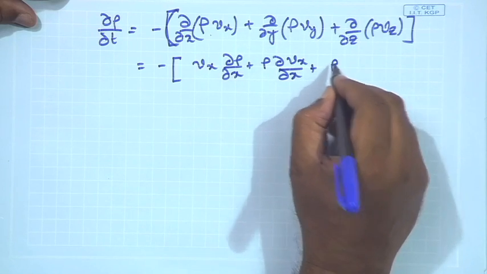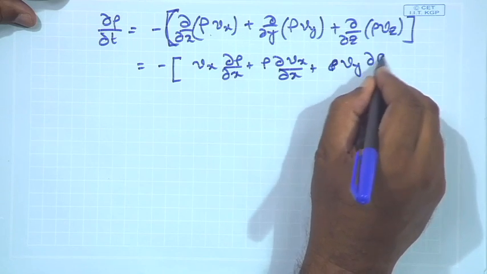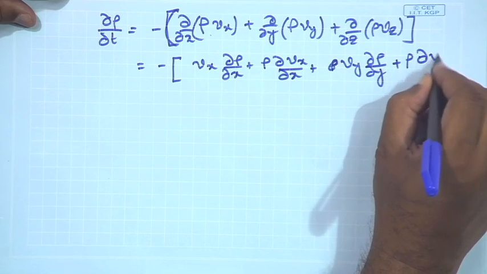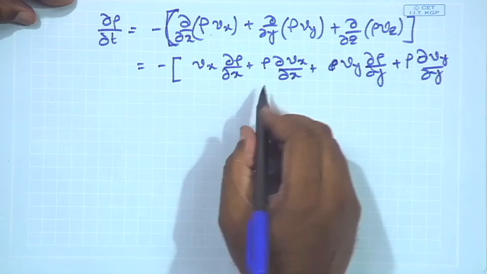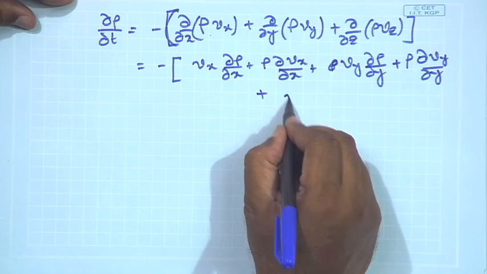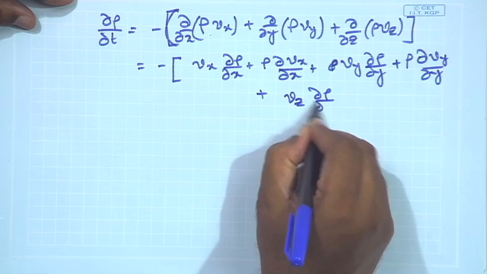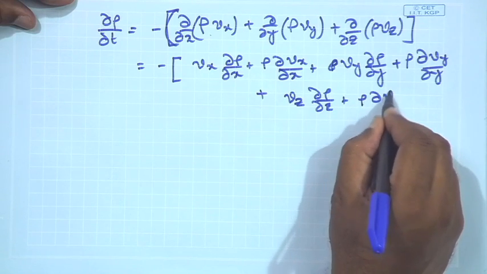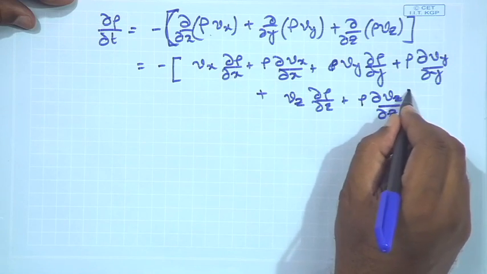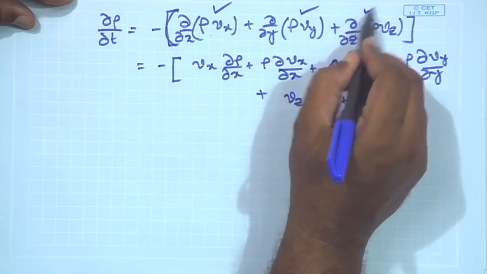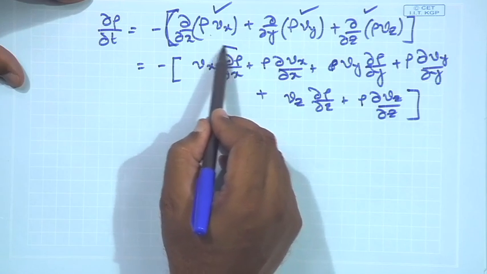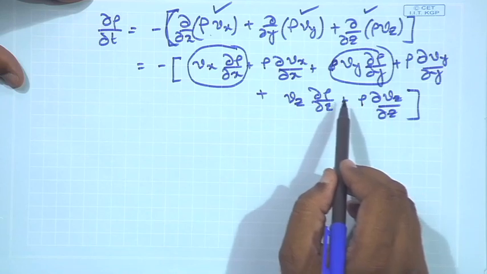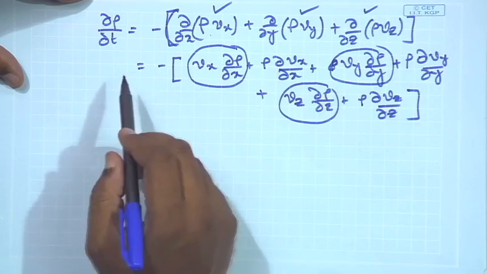Similarly, for this term, Vy times del rho del y plus rho times del Vy by del y, plus Vz times del rho del z plus rho times del Vz del z, simply by expanding the derivatives. Now, what I am going to do is bring this term and this term on the left hand side.